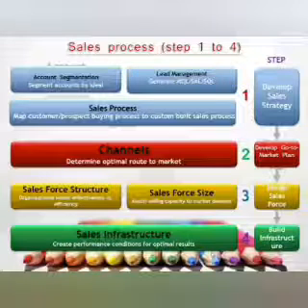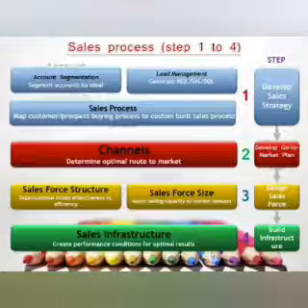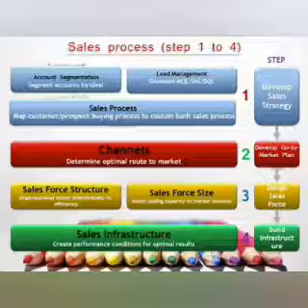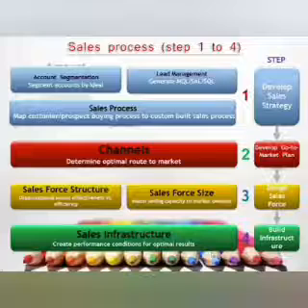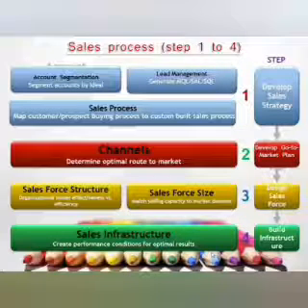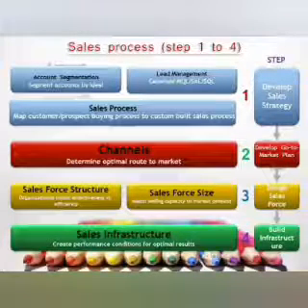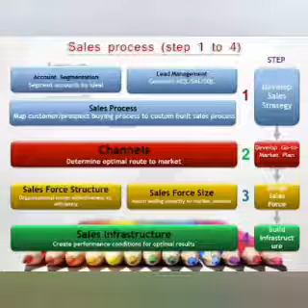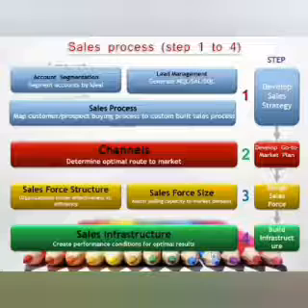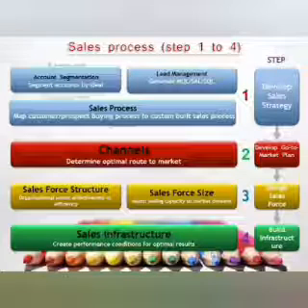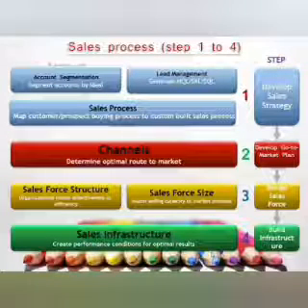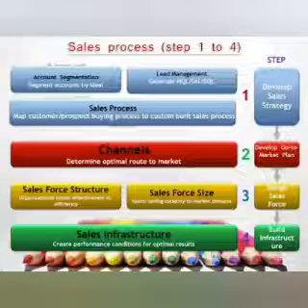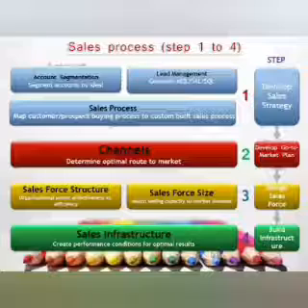So step number one, what we have to do, we have to develop a sales strategy. And in the first step, we have to perform three different activities. Number one is account segmentation. Account segmentation means segment accounts by idea. Now what we have to do, we have a whole marketing universe. And what is my primary job? My primary job is to divide the whole marketing universe into convenient segments.